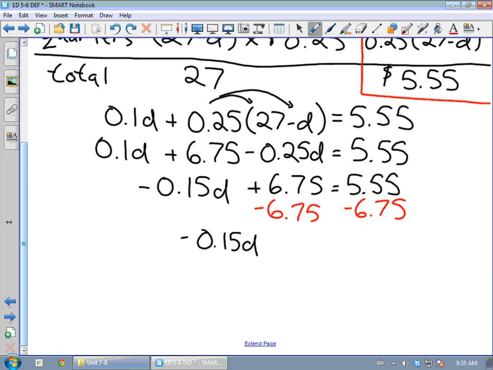I keep that negative 0.15 D. Punch this into my calculator. Let's see, 5.55 minus 6.75 is negative 1.2. Now what do I need to do? I still want to get D all by itself. What am I going to divide by? Divide both sides by 0.15. Almost. If it's negative 0.15, I have to divide by negative 0.15 on both sides.